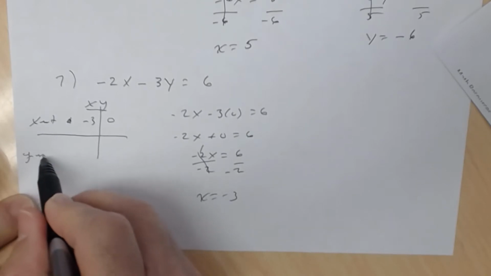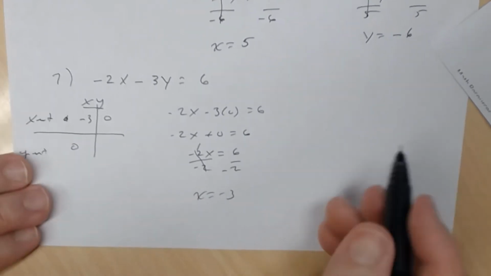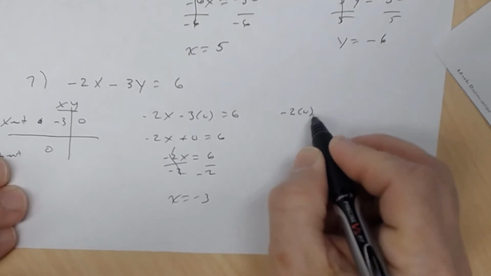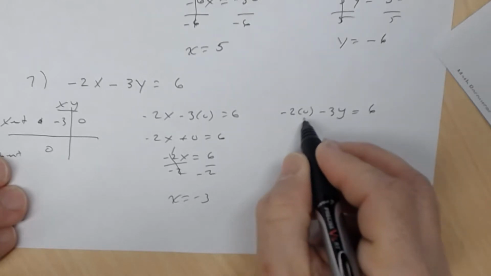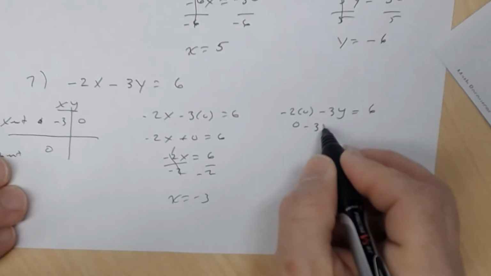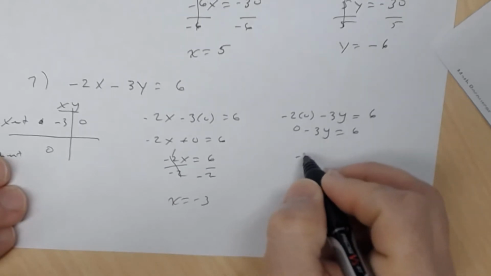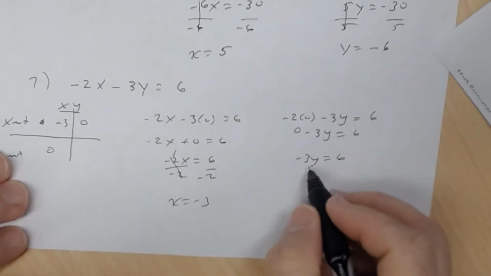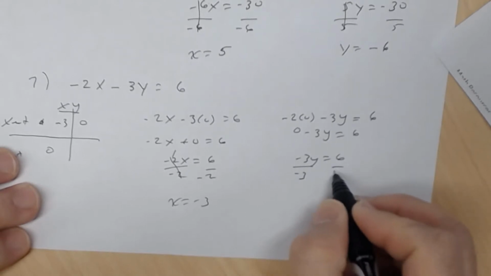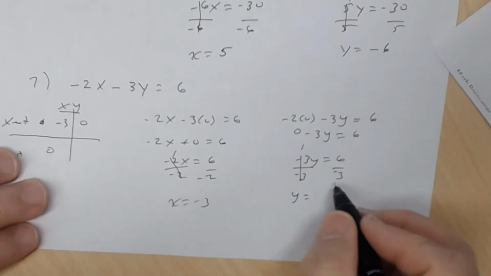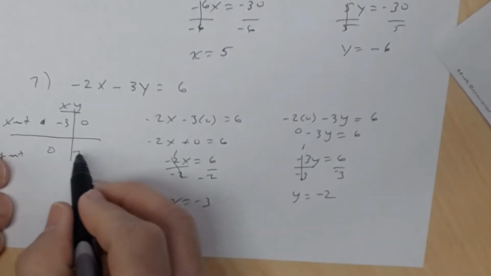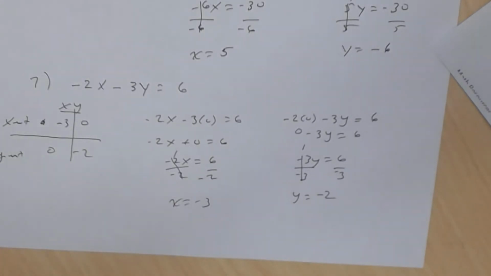For the y-intercept, I'm going to let x be 0. So if I let x be 0, I get negative 2 times 0 minus 3y equals 6. Negative 2 times 0 is 0, so 0 minus 3y is negative 3y equals 6. To get y by itself, I've got to divide both sides by negative 3. Negative 3 divided by negative 3 is 1. 1 times y is y. So I get y to be negative 2. All right. Now, if I plot those two points, I get this. I get (negative 3, 0).